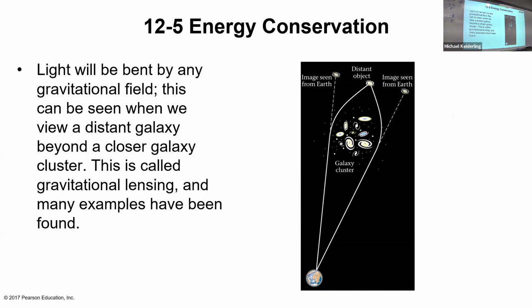Another interesting thing is the implication that light gets bent by gravitational fields. And this can be seen when we observe a distant galaxy beyond a close galaxy. This is called gravitational lensing, and many examples of it have been found. I think the first time gravitational lensing was observed was during a solar eclipse. A star behind the sun was lensed by the sun itself. So you could see it during that solar eclipse.